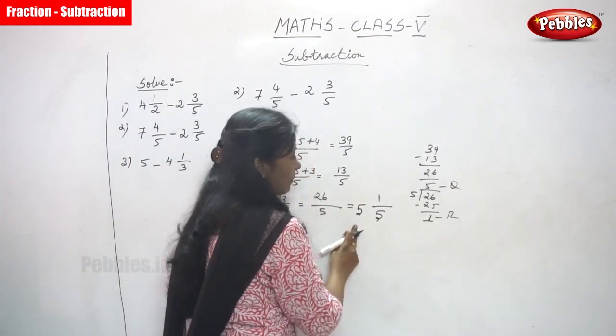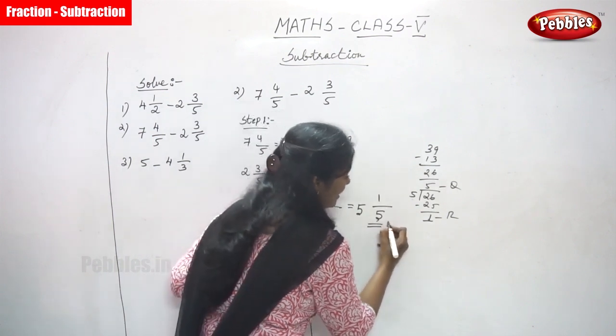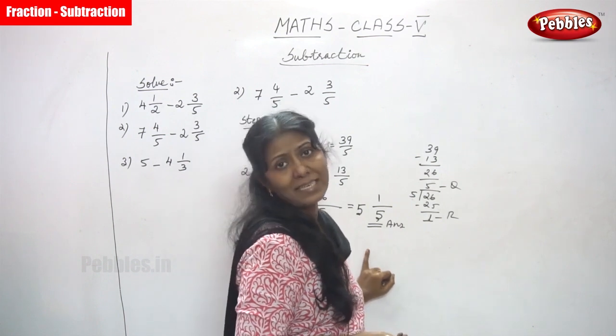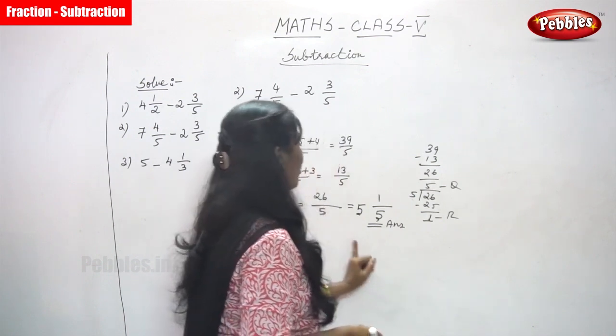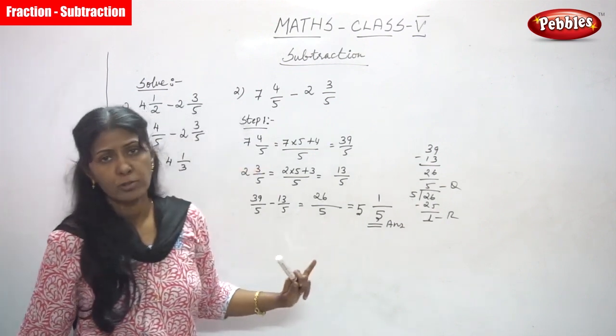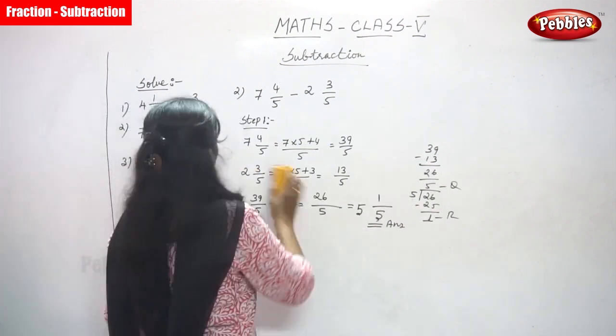So 5 is a whole number, 1 by 5 is a proper fraction, so it is a mixed fraction. The answer comes as a mixed fraction, so this is the right answer for the question. So 5 1 by 5 is the answer. So you have solved the second sum also. Now we are going to see the third sum.